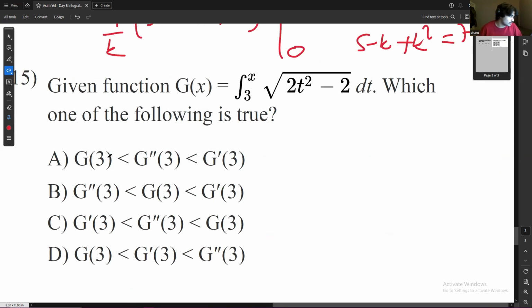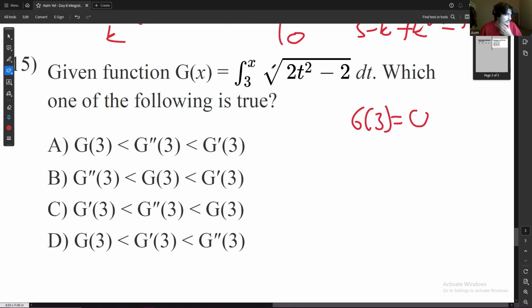Given this function, which of the following is true? Very well. So G of 3. What is G of 3, guys? If we integrate from 3 to 3, we're integrating nothing, because there's no area under a single point. So basically this will be 0. G of 3 is 0, and then we need G double prime of 3 and G prime of 3.